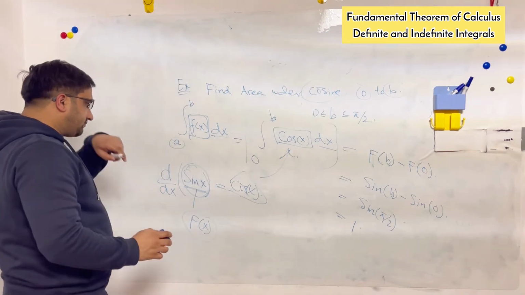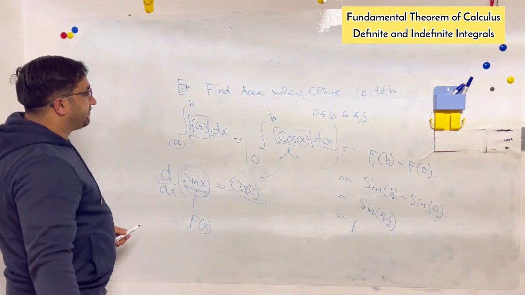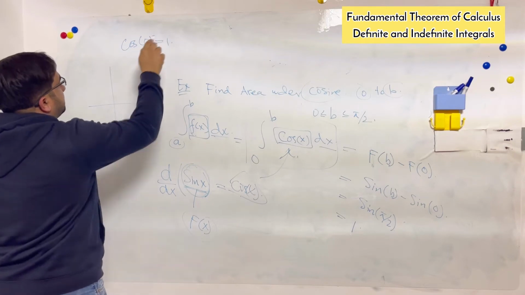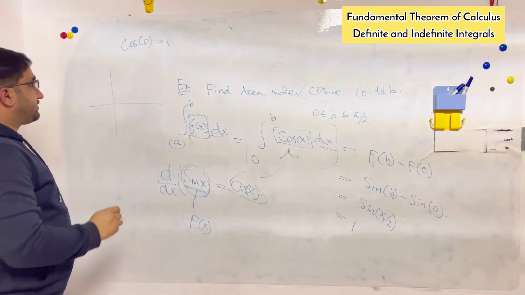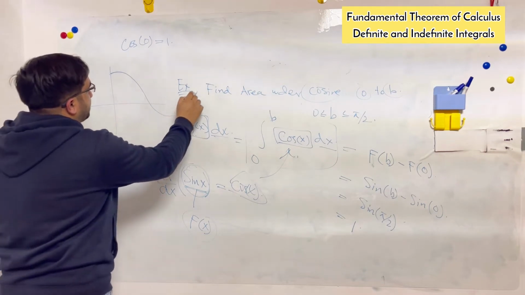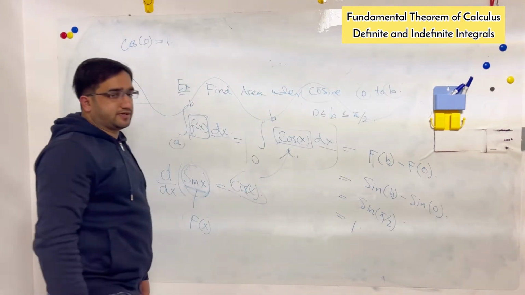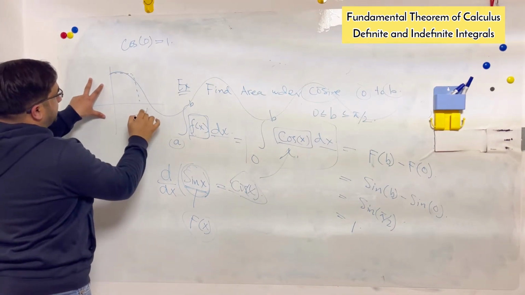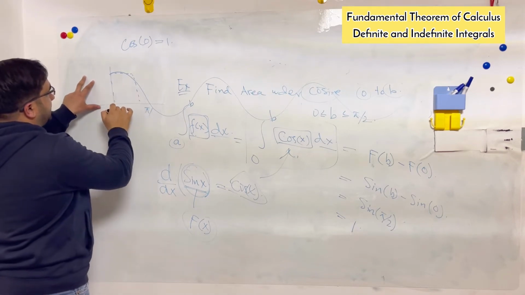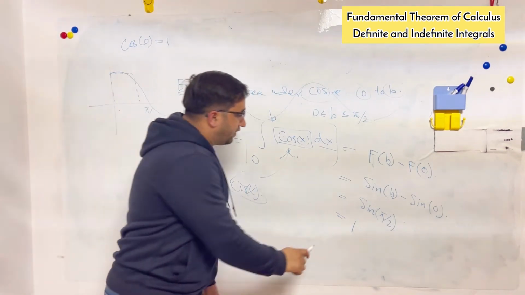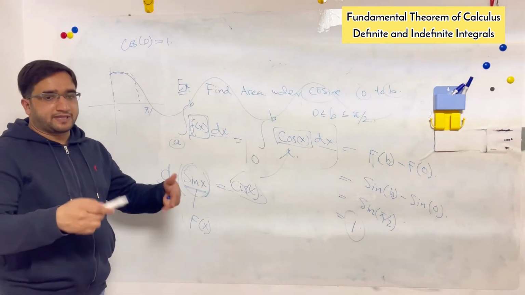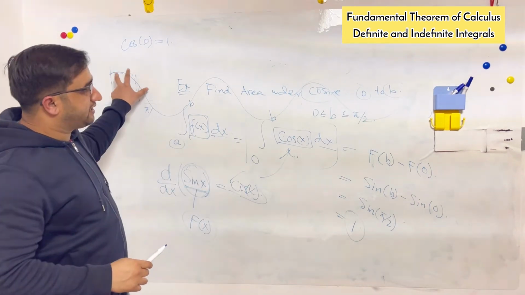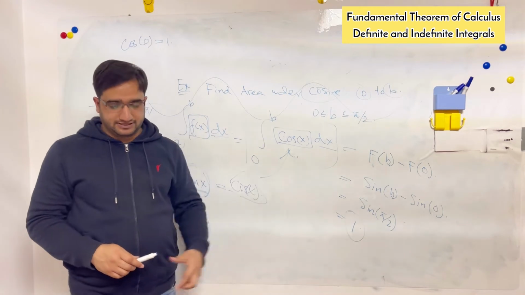And if you draw this cos function, cos 0 is always 1, so your function starts from 1 and goes down like this. You know this wave shape of the cos function. The area under this region between 0 and pi by 2, we have found it to be 1. It is like the area of a square box. Anyway, you don't need to worry about these things. The only concern is calculation.